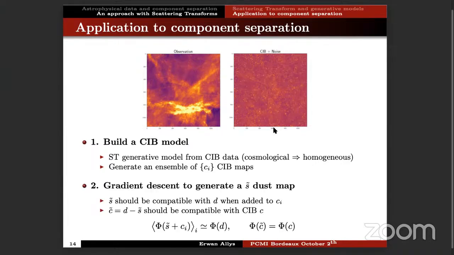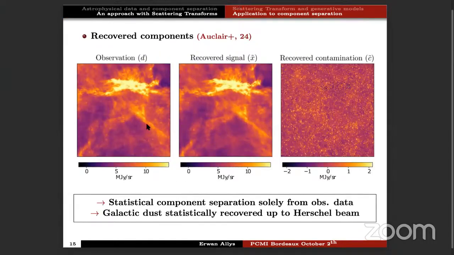And then what we can do is generate a new map, S tilde, which will be the separated dust map, with a gradient descent in pixel space. And here we have several constraints. I know that if to this galactic emission map I add another realization of the CIB, it should be statistically compatible with the left data, with the total data here. And it should be the case whatever the realization of the CIB is, okay? And I know that also the component that I will identify as CIB, C tilde, which is data minus the galactic dust, should be compatible with the CIB. So I can write this kind of constraint, do the gradient descent, and that's typically the result that I get.